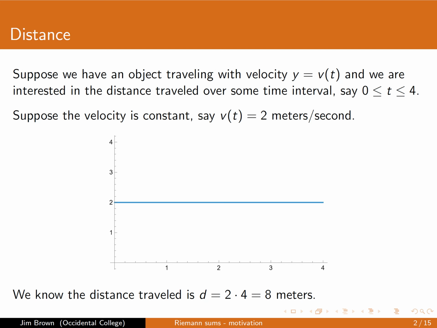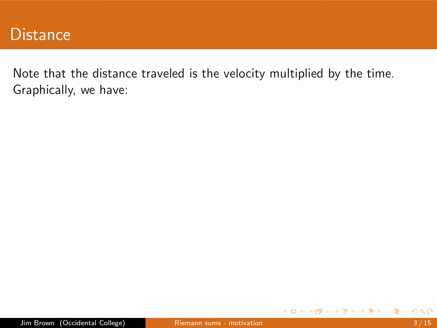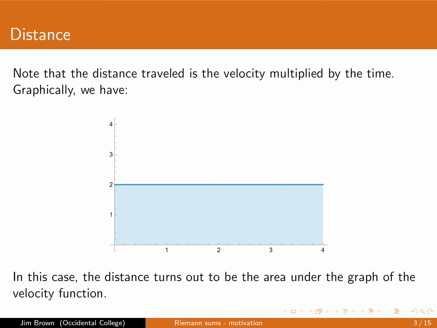So that's pretty straightforward. One thing to notice though, since the distance is the velocity multiplied by the time, graphically, this is just the area of this rectangle. The height of the rectangle is the velocity, and the width of the rectangle is the time traveled. So the distance in this case is the area under the velocity curve. So things work out pretty nicely and pretty easily if the velocity is constant.